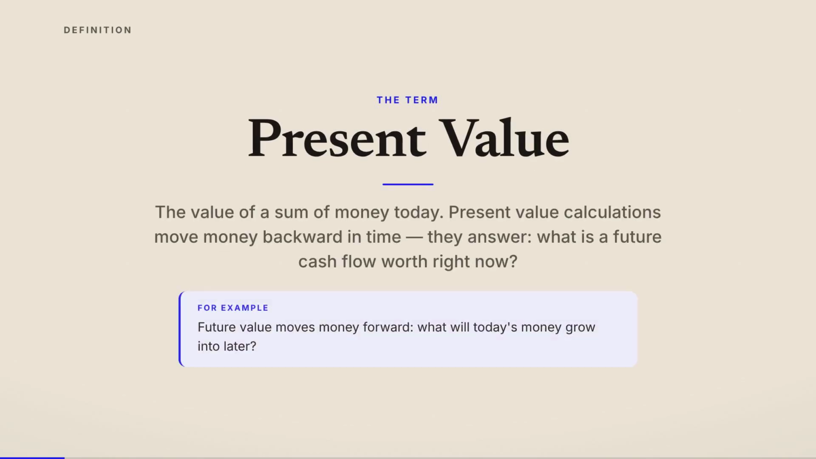present value. Present value is the value of a sum of money today. It answers the question, what is a future cash flow worth right now? Future value is the value of a sum of money at a specific time in the future. It answers the opposite question, what will today's money grow into later? The direction matters. Present value calculations move money backward in time, while future value calculations move money forward in time. That forward or backward movement is the whole logic of the topic.